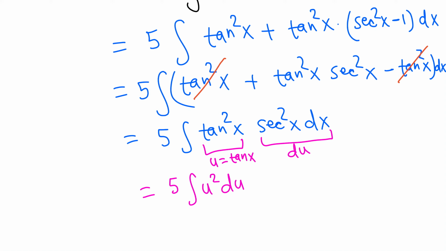Or you can do u sub. Then the antiderivative of u squared is u cubed over 3. Done. So that is 5 u cubed, where u means tangent. Tangent cubed over 3 plus a constant. Final answer: this is 5/3 tangent cubed x plus c.